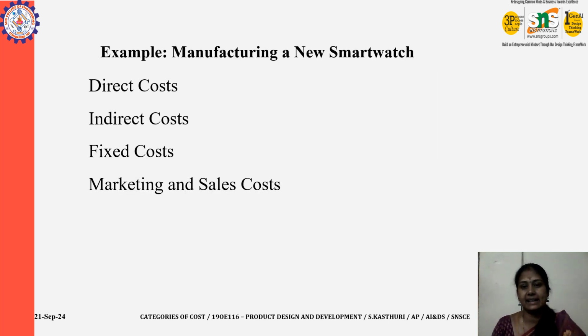We have taken an example of manufacturing a new smartwatch. From the direct cost perspective: buying screens, batteries, and paying workers to assemble the smartwatches. In indirect cost, we are considering spending on office rent, R&D team salaries, and electricity. From the fixed cost point of view: paying for machinery and permanent employee salaries. From the marketing and sales cost point of view: spending money on TV ads, social media promotions and sales teams falls into this category.